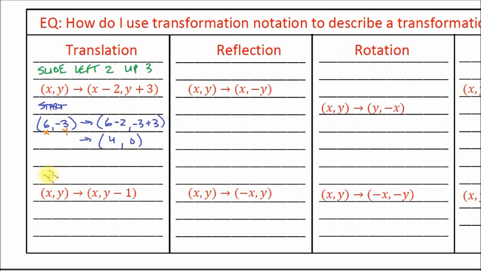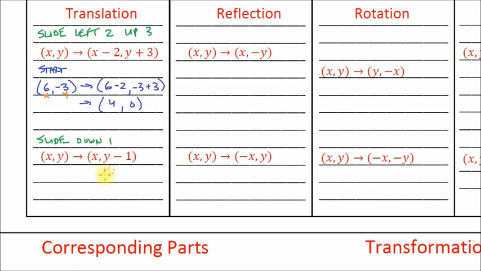Here's another one. Let's say that we want to slide our shape or our coordinate just down 1. Take a look at our transformation notation. Our x value is not going to change because we're not moving it left or right. Our y value is going to change because we're going to make it go down 1 unit. So here's our example of that.